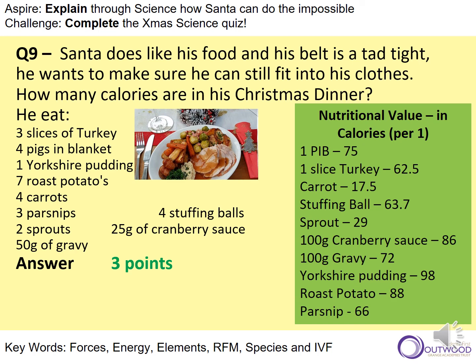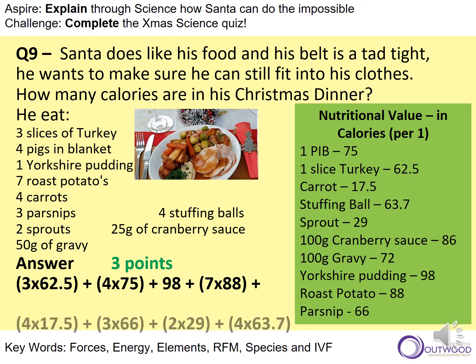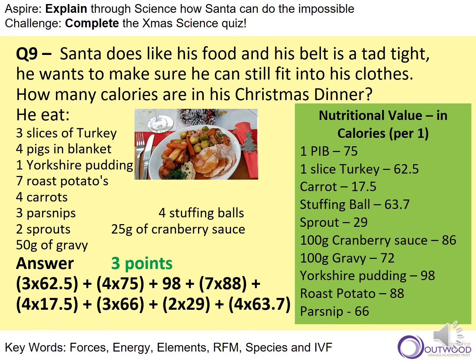So what we need to do is make a big calculation. So first, 3 times 62.5, add 4 times 75, which is the pigs in blanket. Add 98, which is the Yorkshire pudding. 7 times 88, which is the roast potatoes. Add 4 times 17 and a half, which is the carrots. 3 times 66, which is the parsnips. 2 times 29, which is the sprouts. 4 times 63.7, which is the stuffing balls.